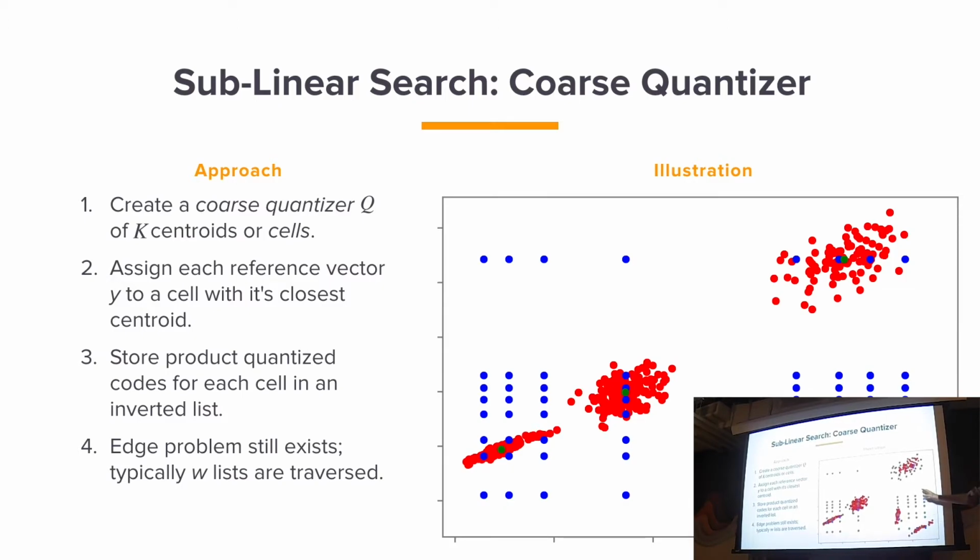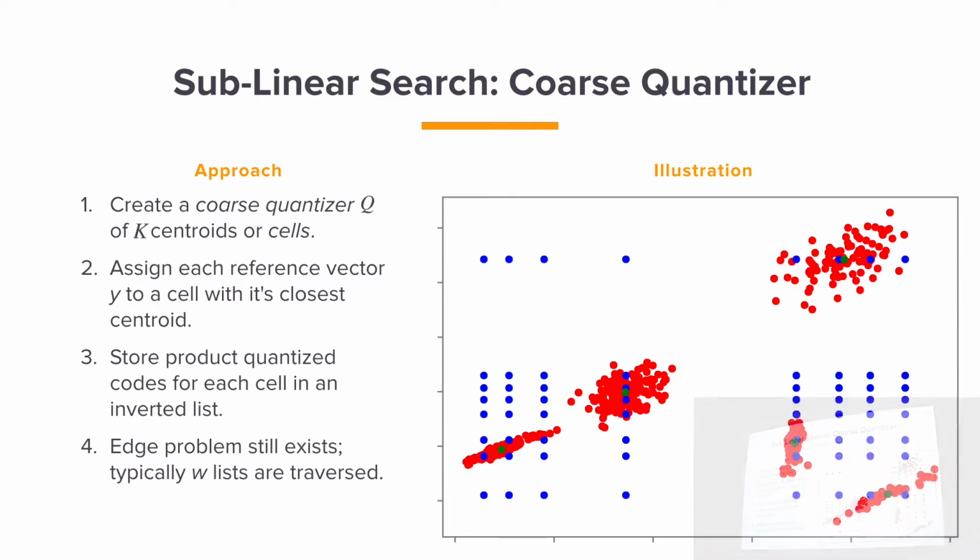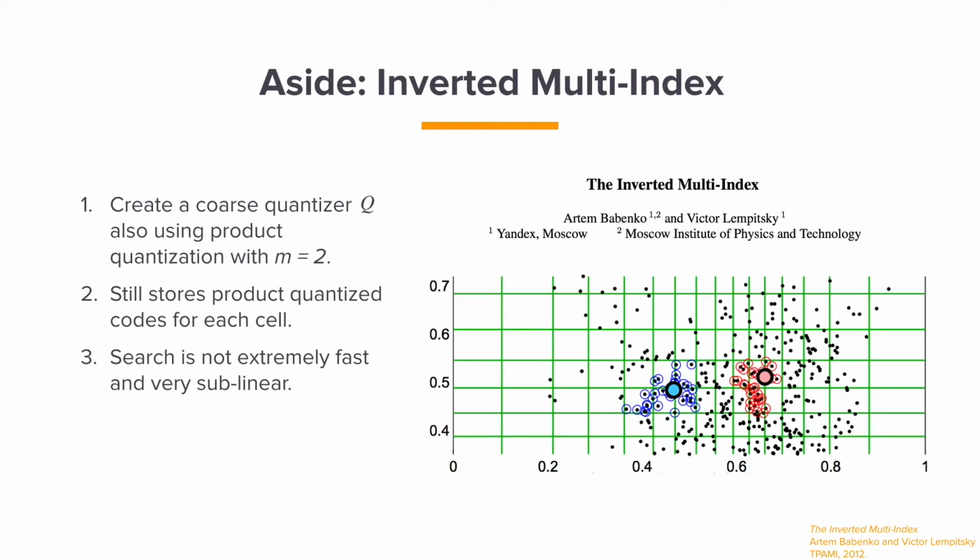Still have a lot of empty dots here. This is a foreshadow of the future. Some other guys released this paper called inverted multi-index.